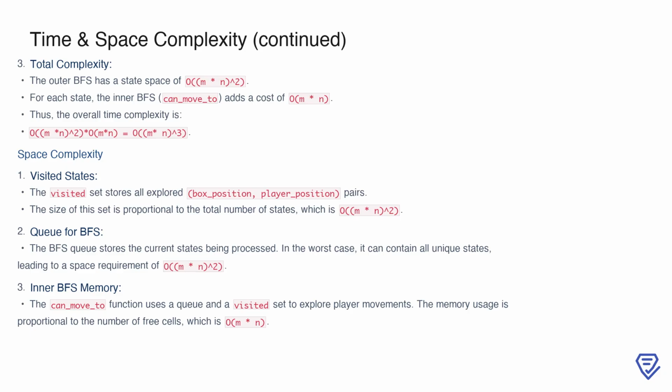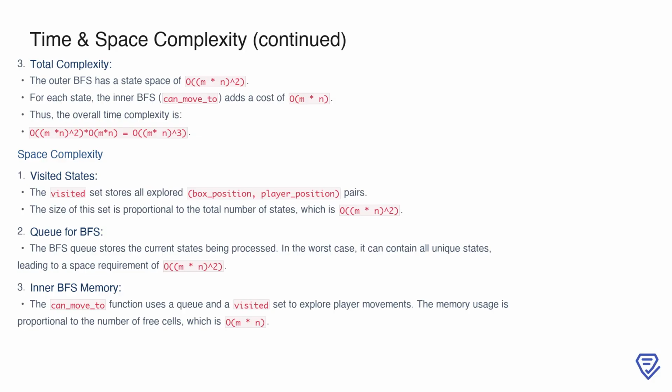Now, combining these factors, the total time complexity of the algorithm emerges. The outer BFS has a state space size of m times n squared, representing all possible combinations of box and player positions. For each state, the inner BFS adds a cost of m*n, as it evaluates player movement possibilities. Multiplying these together, the overall time complexity becomes m times n squared, times m*n, which simplifies to m times n cubed.